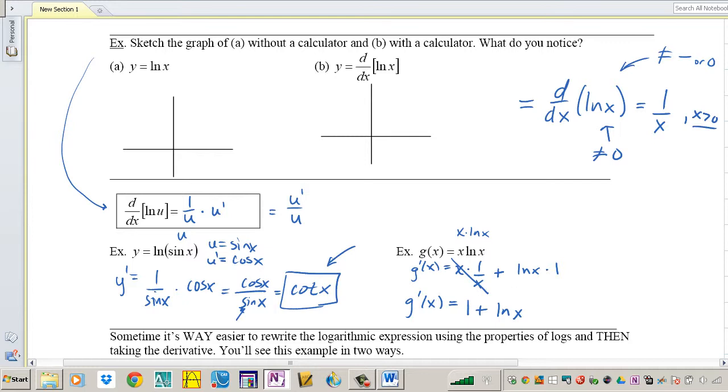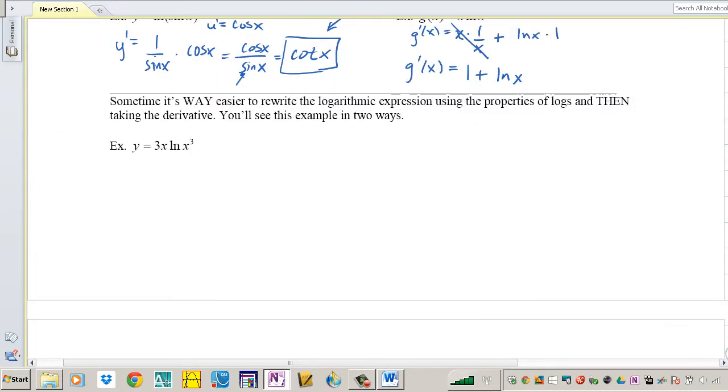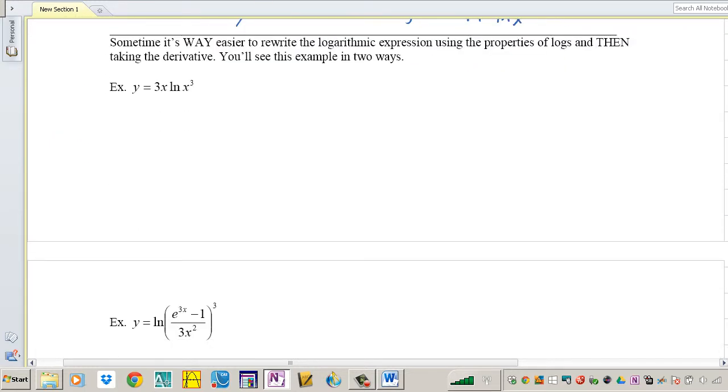Okay, and then it says here below, sometimes it's way easier to rewrite the logarithmic expression using the properties of log, then taking the derivative. You'll see this example in two ways. So I'm going to split this in half. Let's do the easy way first. So let's use the advice given here. Rewrite the log.